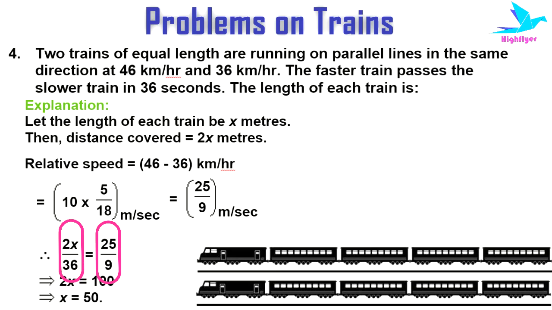Now let's find the value of 2x. Distance by time equals speed. So 2x/36 = 25/9. That gives x = 50. So the length of each train equals 50 meters.